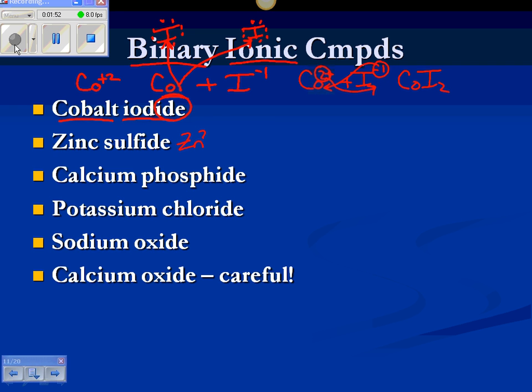Now take a look at zinc sulfide. Zinc is this Zn with a 2 plus, and we're going to combine that because sulfur is in column 16, we have a -2 charge. We're going to swap and drop. Don't forget to reduce. Okay, we can factor a 2 out of each of those, so it becomes ZnS.